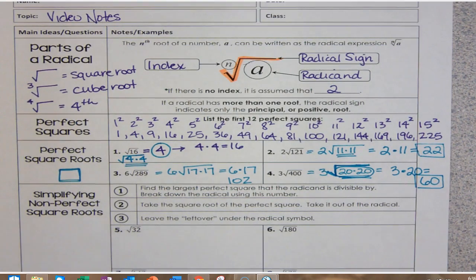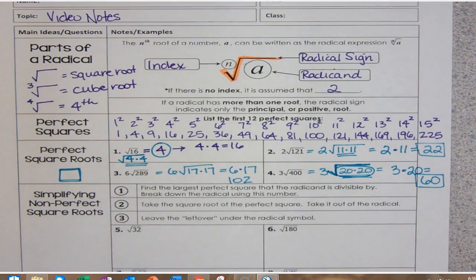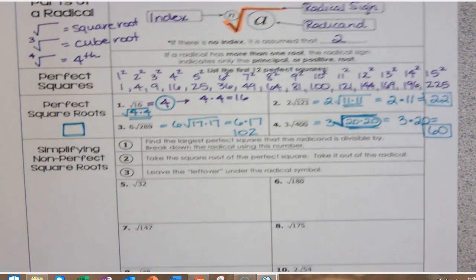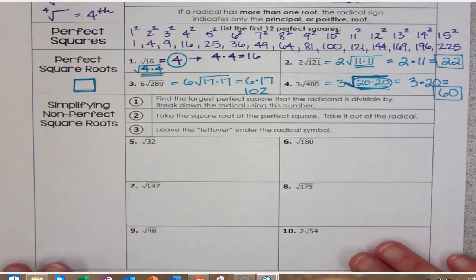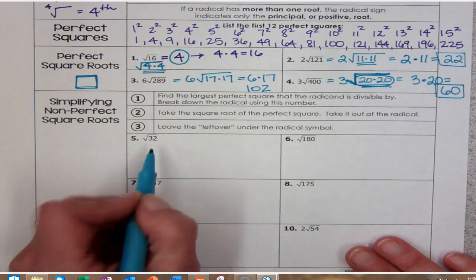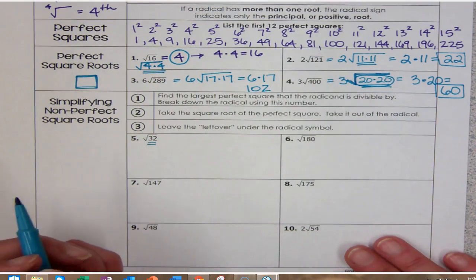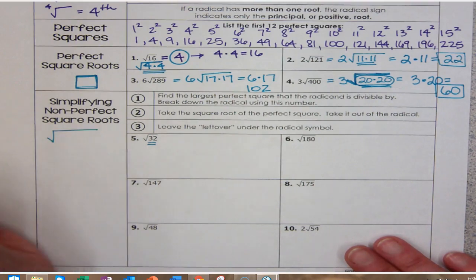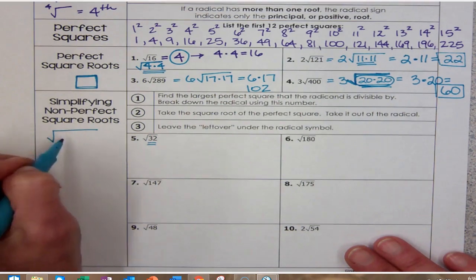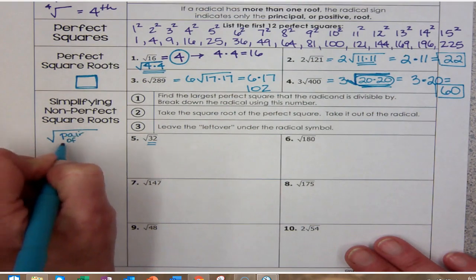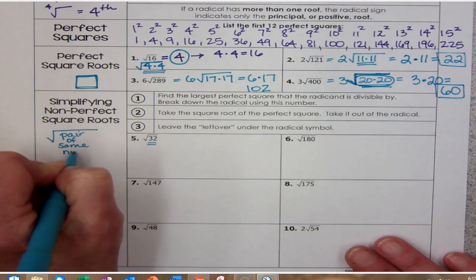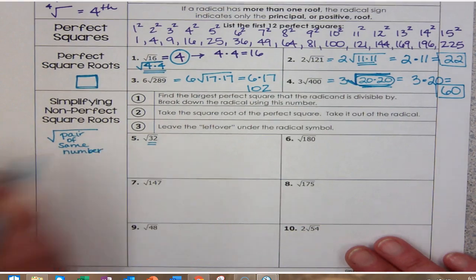All right? So now that we are looking at imperfect squares, there's two ways to do this. I'm going to show you the prime factorization in this video, and then we may go on further to talk about the largest perfect square. But when I'm talking about the numbers like 32, I'm looking for numbers that are the same. So I need to find a pair of the same number. And let's see what that looks like.